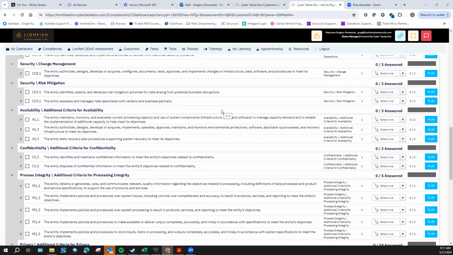The entity identifies, selects, and develops risk mitigation activities for risks arising from potential business disruptions. Again, Jeremy and I have a risk plan. We have a risk methodology, a risk document you can borrow from us, and it'll go over all the things you need to do in step-by-step fashion for this particular control.